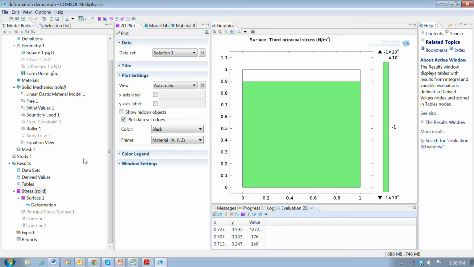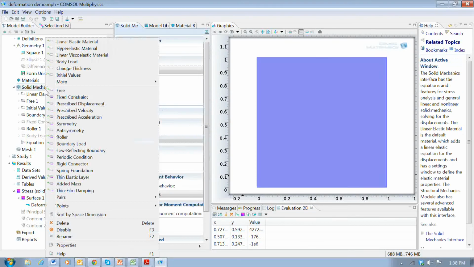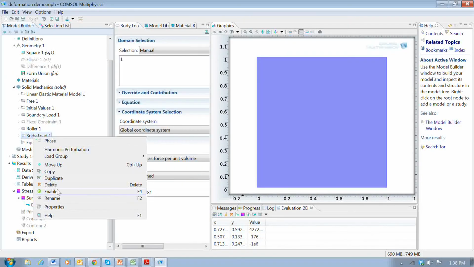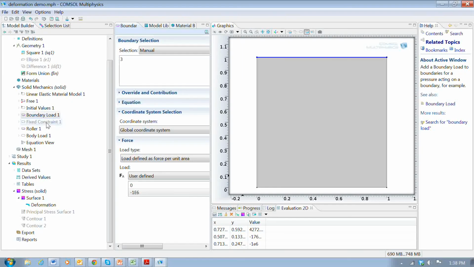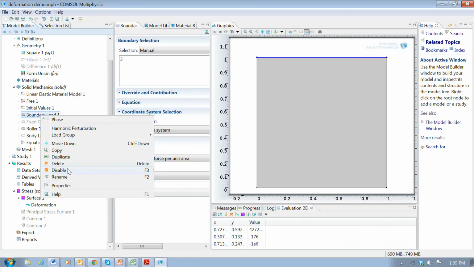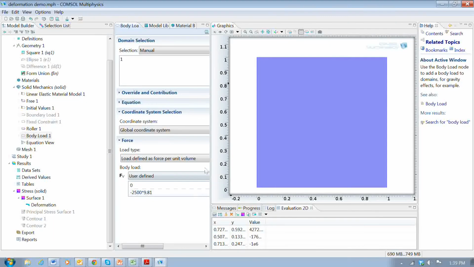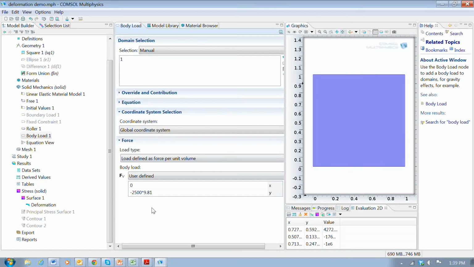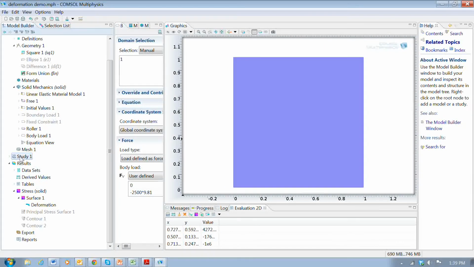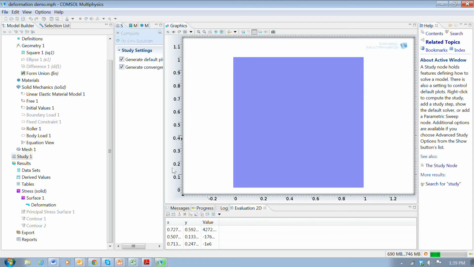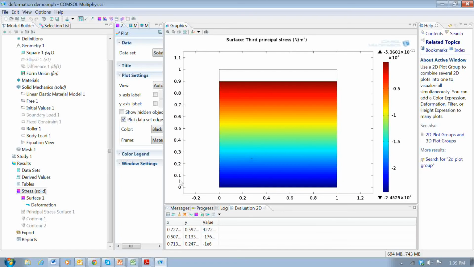So including the body load is straightforward. If we go here in the solid mechanics, we can include it right there, and we'll enable it here. And when I enable it, I'm also going to turn off the boundary load, which is what I had up here pushing downward. So we'll just disable that. And the body load is the unit weight of the material, which is the density times the acceleration of gravity, and it's acting in a vertically downward direction. So we can run that and we'll get the solution that we just saw.